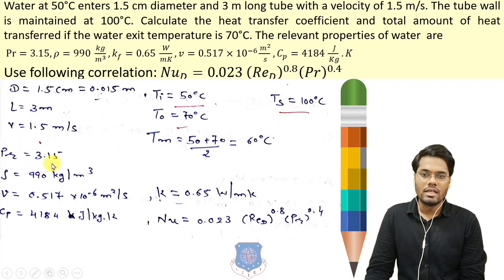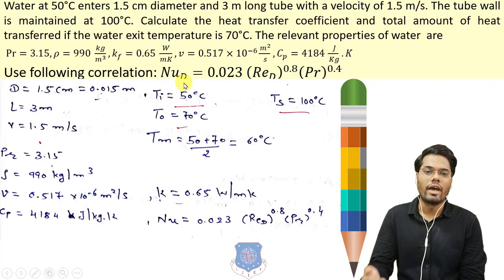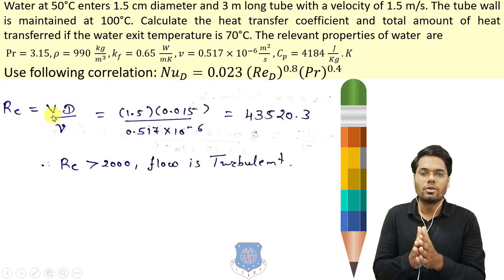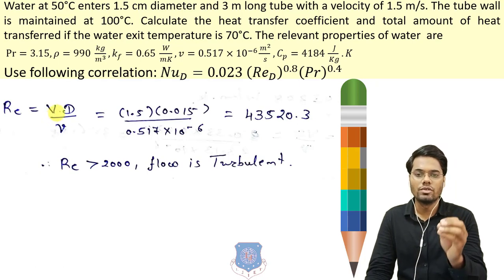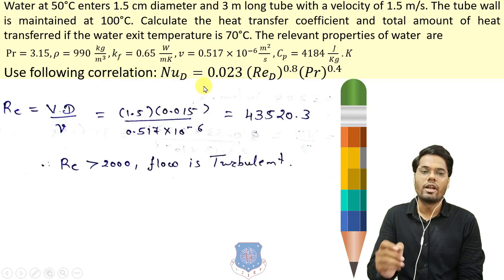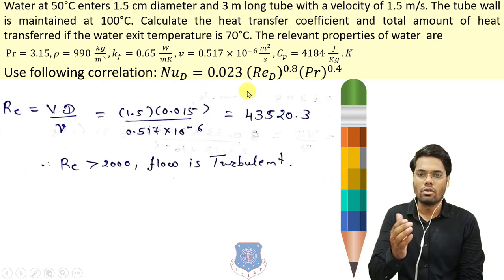These are the properties and the given values: Prandtl number, density, viscosity, specific heat, Nusselt number, and the conductivity of water, which is given in the question. We have to use this correlation of Nusselt to find out the value of h. So first we need to find out the Reynolds number, as velocity is given in the question. This is a question of forced convection. So to use this relation, we need the value of Reynolds number, because the value of Prandtl number is already given in the question.